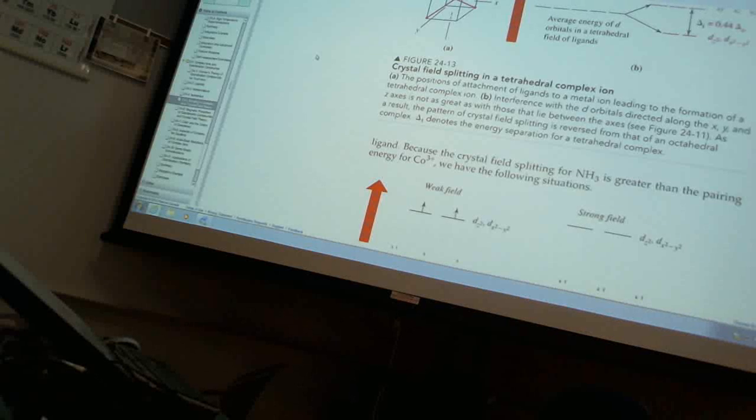Absorbs high energy photons, and it appears low energy color. And so what we have is these 2 orbitals up here and these 3 orbitals down here. Now, cobalt 3 plus is d6. So what we do is we just fill the orbitals up, right?